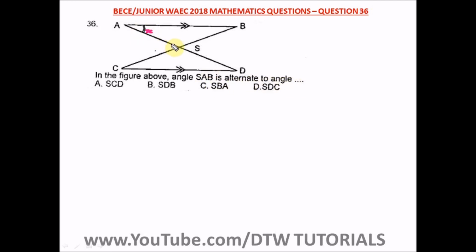I hope you remember our planes and our angles. So this angle is definitely alternate to this angle. This is the angle it is alternate to. So this X is equal to this X. And what is this angle here? This angle is SDC. So SAB is alternate to the angle SDC. And what is our right option here? This is it, option D. That is SDC, option D. So this is our right answer.